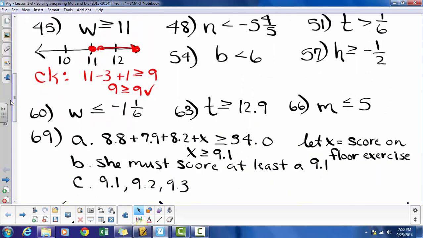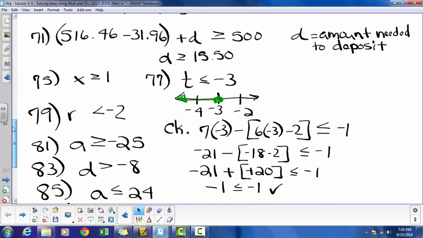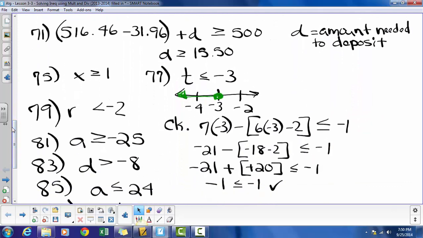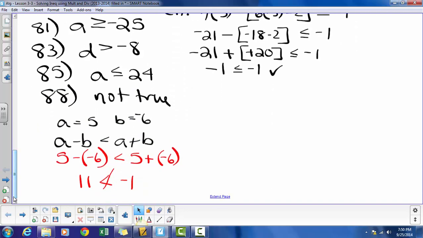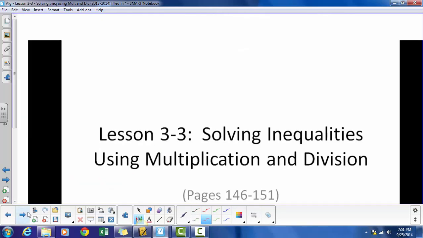45 through 69 are pictured right here. 71 through 85 are pictured right here. And then 88, I said it's not true, and I gave a counter example. Okay? All right, let's start with your notes.